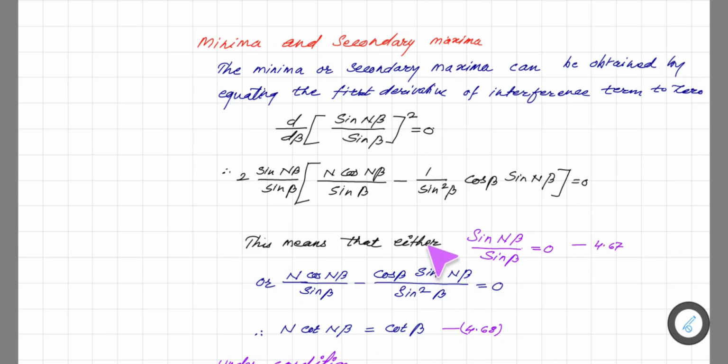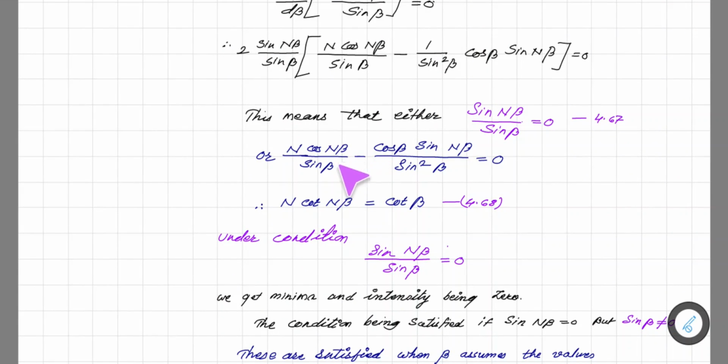So from this we get, if you consider n cos of n beta upon sine beta, that is cos upon sine, which turns out to be cot beta, cot of n beta. So from this equation we get n cot of n beta is equal to cot of beta, that is equation 4.66. So under this condition we get sine of n beta upon sine beta is equal to 0. This is a condition, and under this condition we can get the minima. Now here we get minima and intensity being 0.